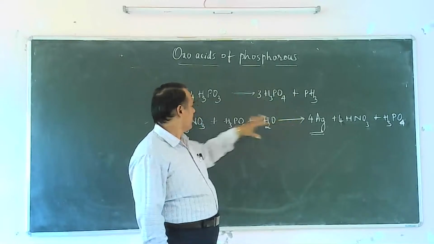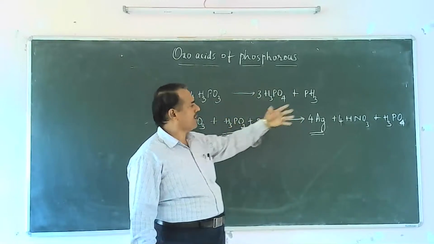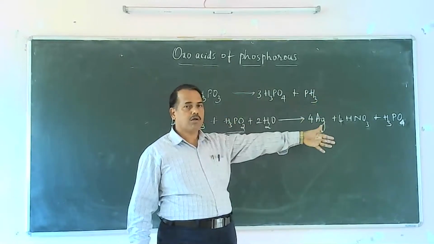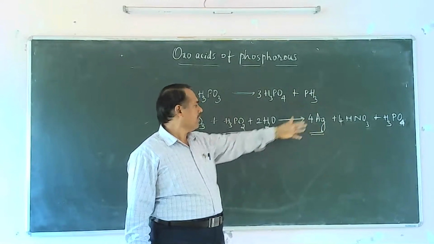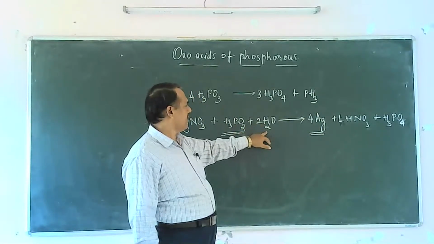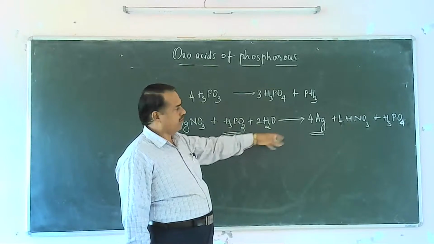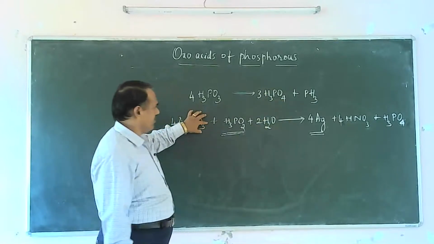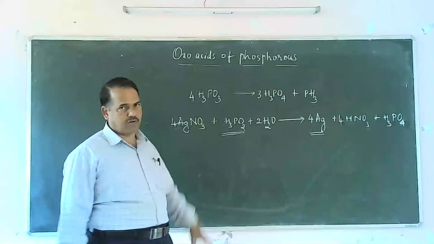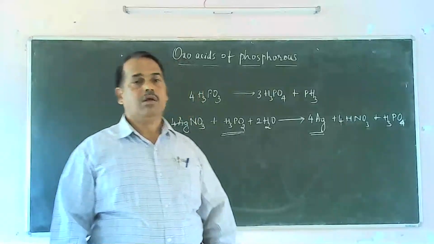It itself will get oxidized. See, H3PO2 will become what? H3PO4. And we can easily balance. How many hydrogen atoms in water molecule? 4. So therefore you have to write 4. Nitrate is also there. 4 HNO3.